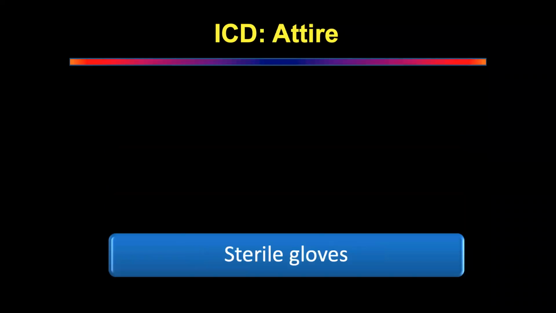Attire. Now, I'm sorry, the animation is not coming correctly, so the last word is coming first because I forgot to look at the animation. Okay, how do you gown up for an ICD? To take the sterile gown and place it on a sterile tray, opening.